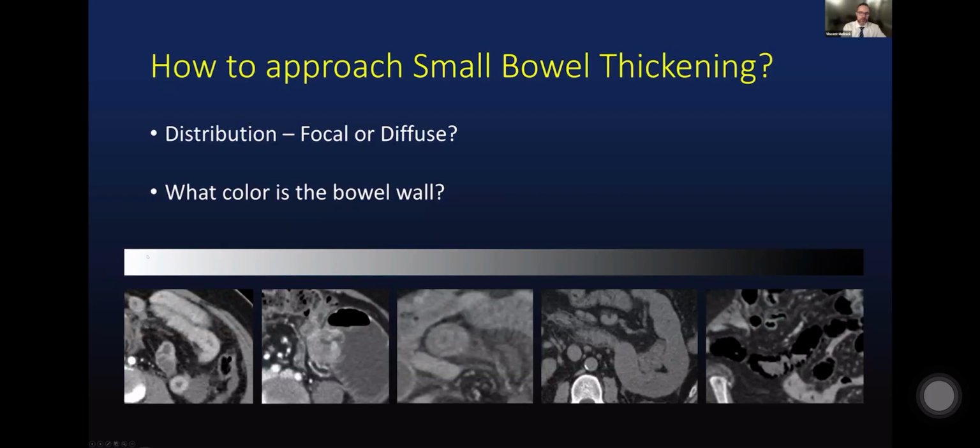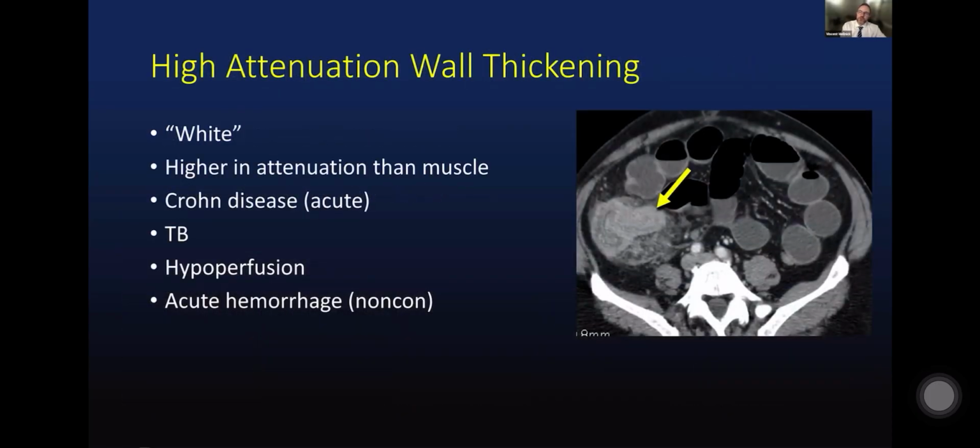Is the attenuation more so-called white attenuation, where the bowel is higher in attenuation than skeletal muscle? Is it more gray or iso-attenuating to muscle? Is it water attenuation or sort of water halo? Is there submucosal fat or submucosal gas? When we think about high attenuation bowel wall thickening or white attenuation, think about Crohn's disease. It tends to be hyperenhancing relative to skeletal muscle. And we think about that in particular when we see associated inflammation towards the mesentery that's nodular and asymmetric.